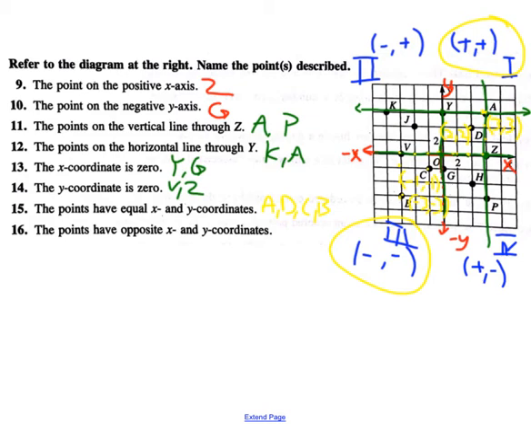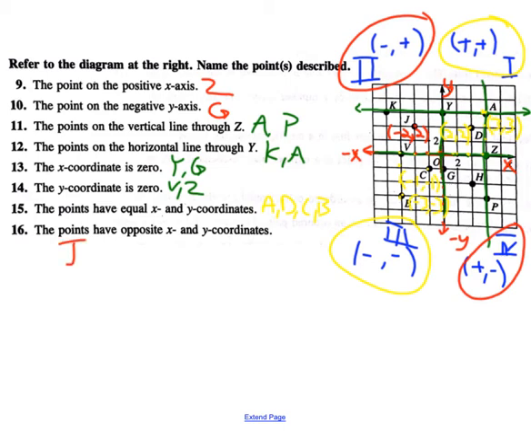Okay, final question. The points that have opposite x and y coordinates. Where are they opposites? Well, we are only opposites in quadrants 2 and 4. So let's see which ones have exact opposites. What is point J? Well, if we start at the origin, we count over to the left 2, so we're at negative 2 in the x, and then up 2, so that's positive 2 in the y. So negative 2, 2. Those would be opposites, so J fits that criteria.